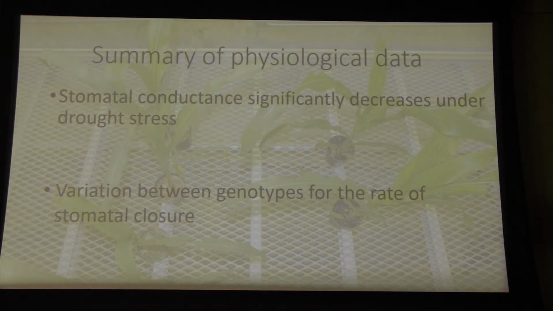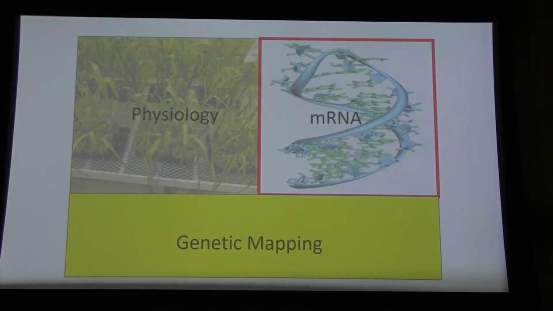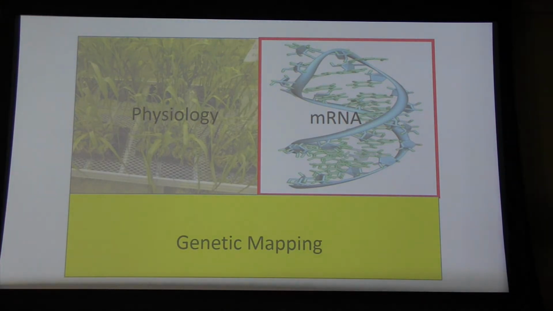To sum up my physiological results, I found that stomatal conductance decreases significantly under drought stress, but there is a lot of variation between genotypes. To get at what that variation means, I wanted to look at the transcriptional control of this. So I started wading into my RNA-seq data.